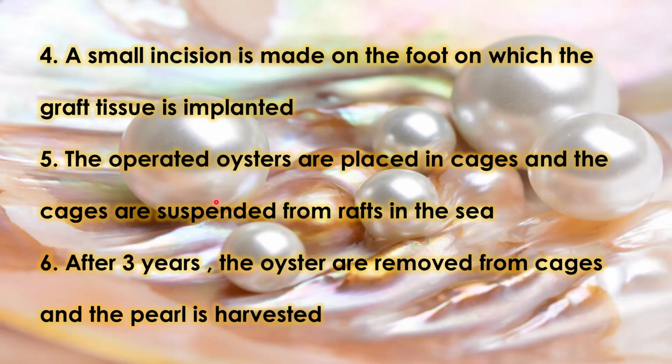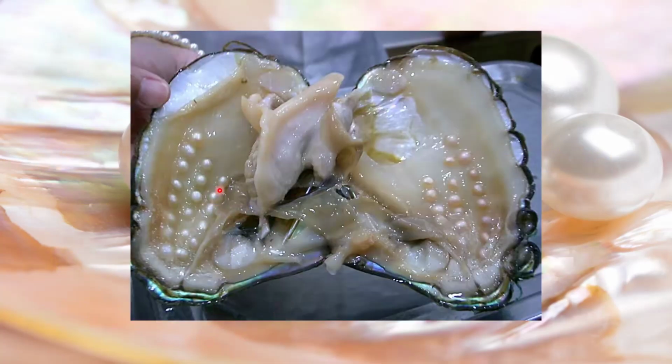The operated oysters are placed in cages, and the cages are suspended in rafts in the sea. Now, after you operate the oyster, it has to be maintained with a lot of care. Hygiene has to be maintained. Otherwise, what will happen? Fungal infection can occur. So this has to be kept in mind. After 3 years, the oysters are removed from cages and the pearl is harvested and marketed. So this is how pearl culture is done. Now you see this, how beautifully the pearls are formed.